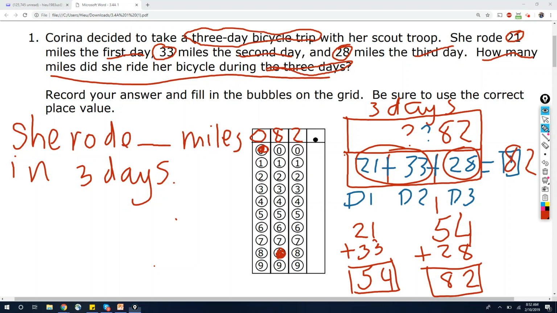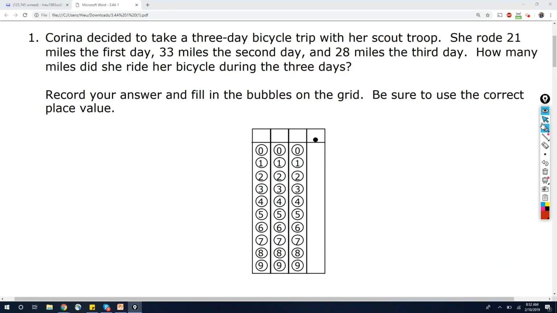Okay? And make sure your bubble is so much nicer than Miss Win's. Because if you don't bubble nicely, the system may not take it. Even though you're working so hard and you get the right answer, you may get a 0 for this question if you don't bubble correctly. All right? Let's go on.